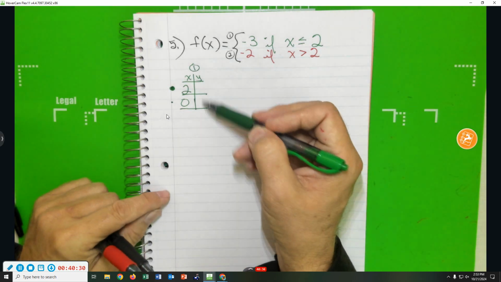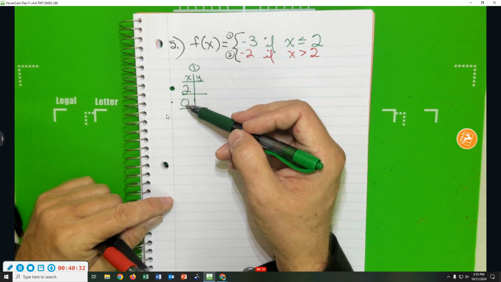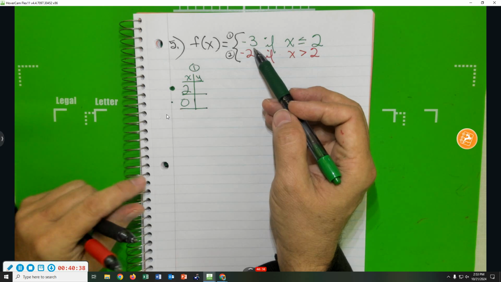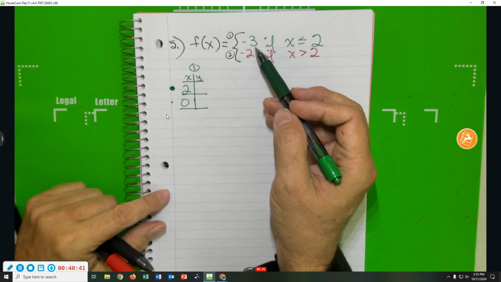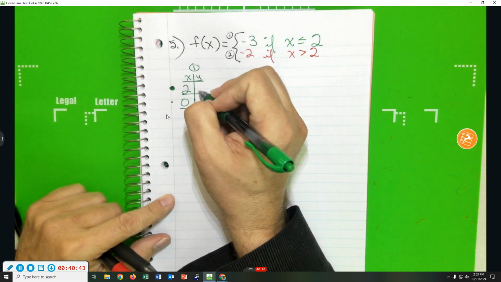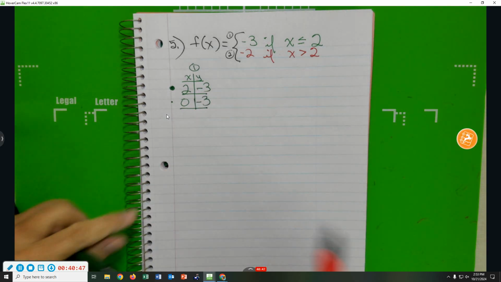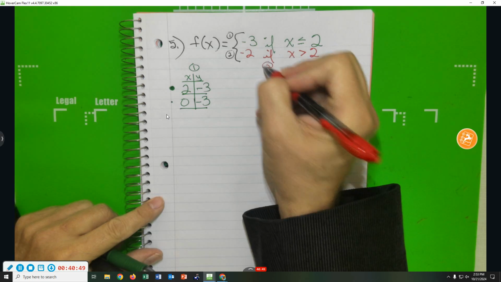Oh, these y values are nice. For 0 and 2, what will I have as the y value? For the green piece, what will the y value be? There's no x to plug in, -3. I agree. Let's make the second table, then we'll draw the graph.